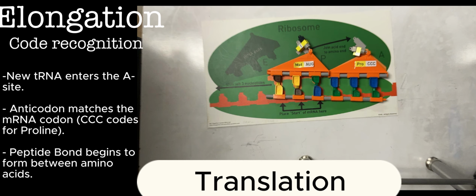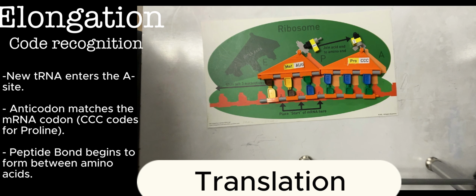Now elongation begins. The ribosome has 3 functional sites, A, P, and E. First, a new tRNA matching the next codon enters the A site. Here, it's carrying proline. Next, a peptide bond forms.